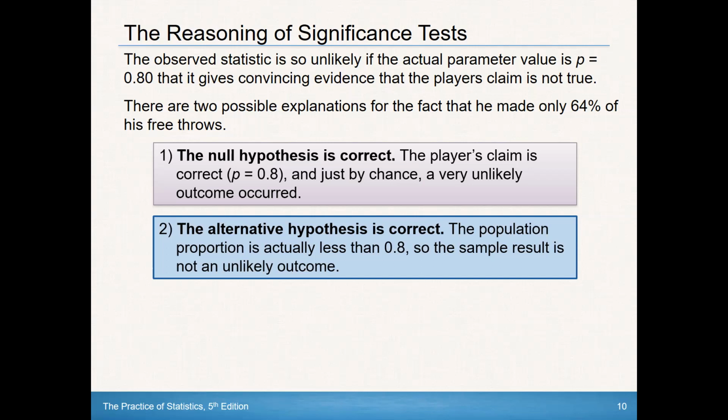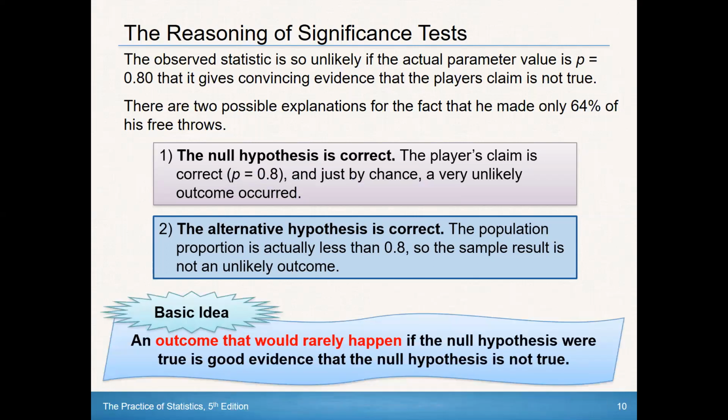All right, so what next? Here's your basic idea. An outcome that would rarely happen if the null hypothesis is true, in this case, less than 1%, is good evidence that the null hypothesis is not true. Key thing, it's evidence, not unsubstantiated, ironclad proof, just good evidence. So make yourself aware of that fact as we're walking through. And you're going to see a few more of these basic idea statements as we keep plugging along.